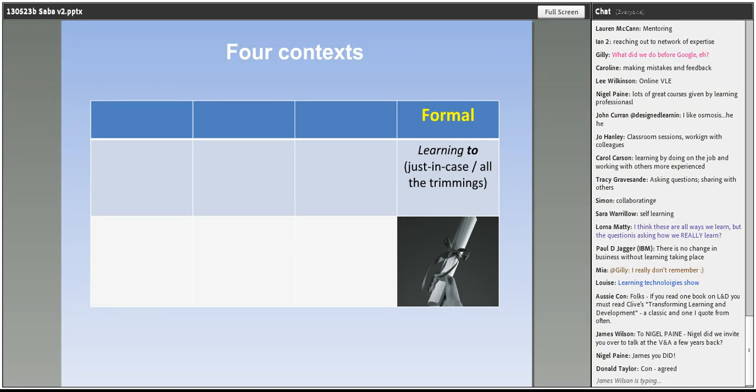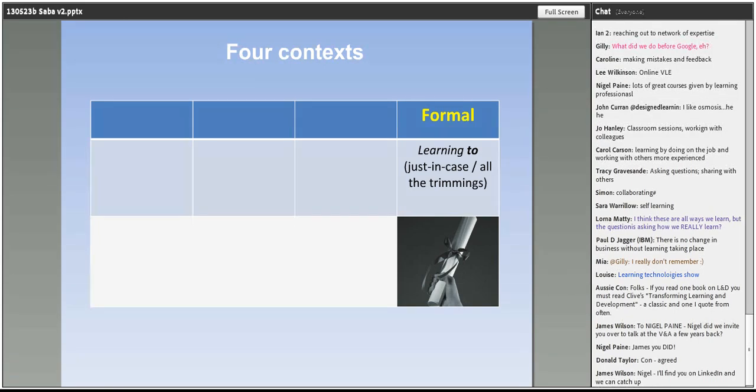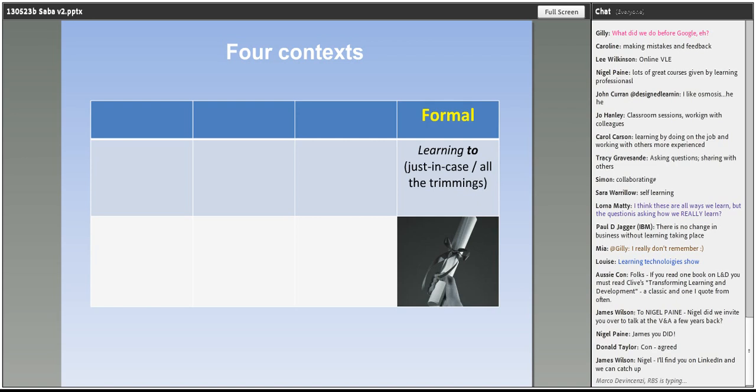I've just noticed that there is of course a place, and a very important place, for formal learning, and I've categorized it there as learning to do something, but it's very much all the trimmings. In other words, you've got formal entry qualifications probably, some form of syllabus, formal tuition, formal content, some form of assessment, very definite objectives. I think we don't really need to spend a lot of time on that because we're all too familiar with the concept of a course.